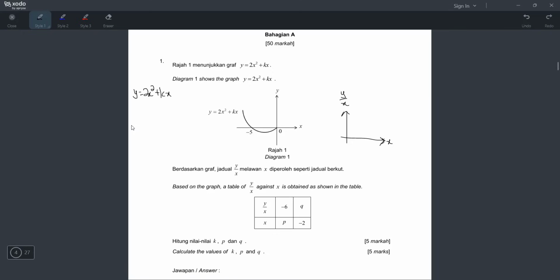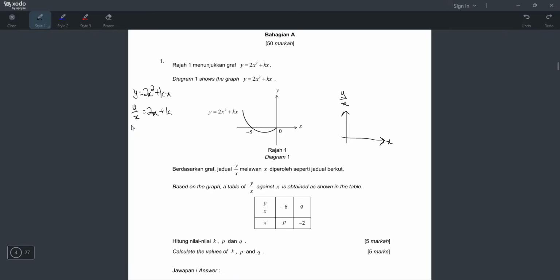And the way I teach is I always tell students the equation must follow the y-axis. The equation must be the same as the y-axis. So what is the y-axis now? Y over x. So in order to change this curve to a straight line, I need to make sure the y-axis is y over x. So what I will do is divide everything by x. So 2x squared also divided by x, I'll get 2x here. Kx also divided by x, I'll get k like this. All right, so far so good.